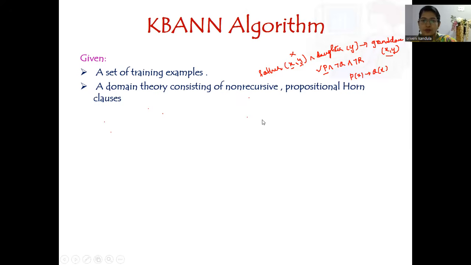I hope all of you know the meaning of a non-recursive Horn clause. So what is meant by recursion? Suppose father of x and y and daughter of y gives rise to granddaughter of x comma y. Don't worry about the propositions, only focus on the variables we are using. Here x and y are on the left hand side, and the same things are on the right hand side also. That means this will give rise to recursion. So I should not have these kinds of things.